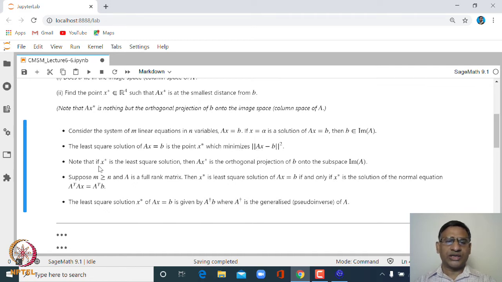And note that if x star is a least square solution of Ax = B, then Ax star is the orthogonal projection of B onto the image space of A. That is what I already said.